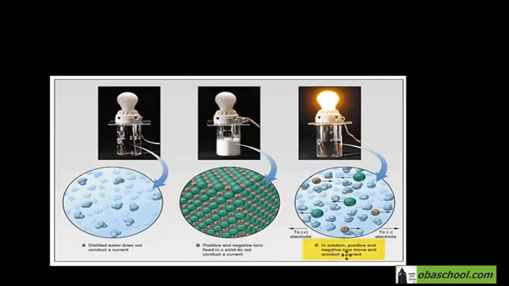In the third beaker, there are positive and negative ions, but dissolved in solution. So they are not in the solid state. The lamp glows, and therefore in solution, when ions dissolve in solution, positive and negative ions conduct a current.